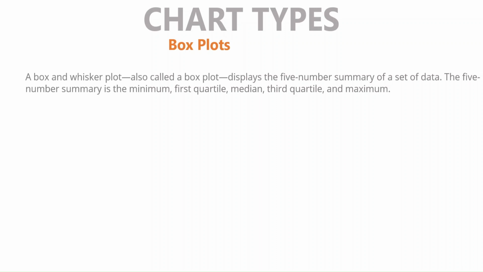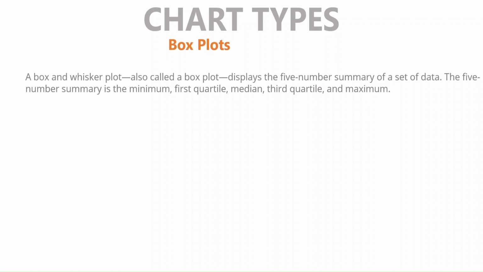A box and whisker plot, also called a box plot, displays the five number summary of a set of data. So for any given data, you will get to see five summary numbers of that particular data. And what is the summary? The summary includes the minimum, first quartile, median, third quartile, and maximum.